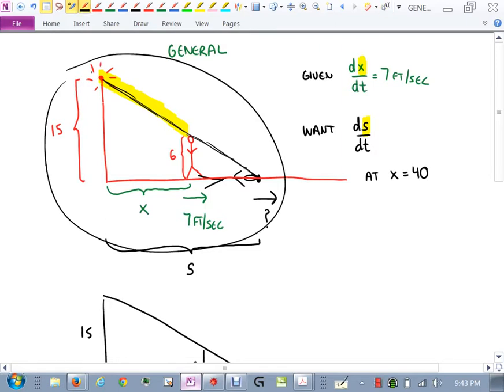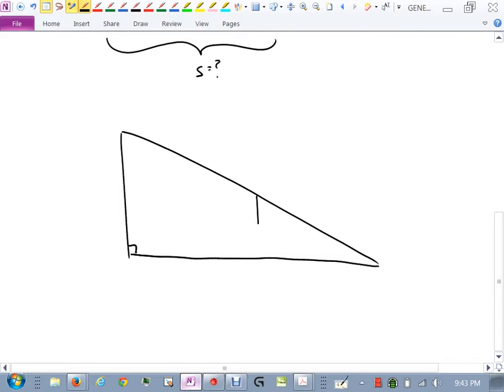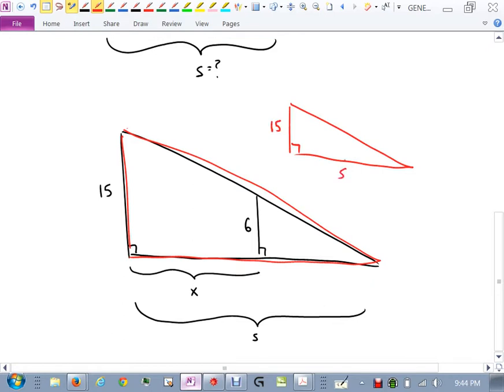So I'm going to take my general picture and draw it again down here so we can see it. This right triangle, 6. This distance right here is X. This is 15. This distance right here is S. So we actually have two triangles here. We have a bigger triangle, that's this outside one. That's 15, and this side is S. And then we have a smaller triangle, which is this one, like that.